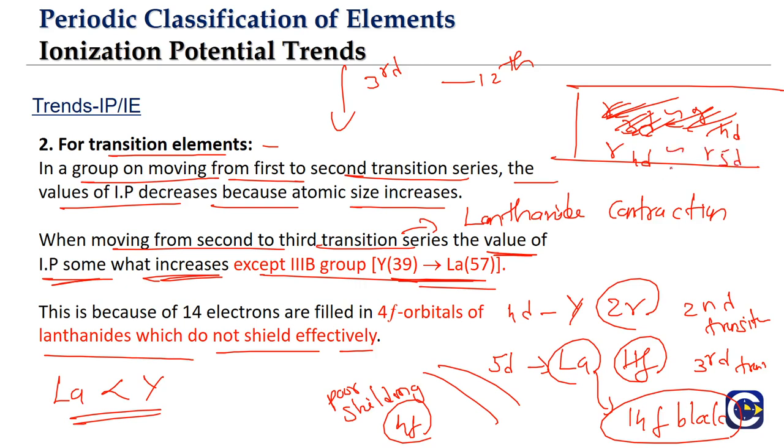Radius of 5D, except the case of yttrium and lanthanum, because the reason why the radius values of 4D series and 5D series are similar is because of the lanthanide contraction. Lanthanide contraction starts after lanthanum. So the exception is yttrium and lanthanum, right? Still, lanthanum, the element that comes below yttrium, has an ionization potential less than yttrium. The lanthanide contraction effect will be starting from hafnium onwards.